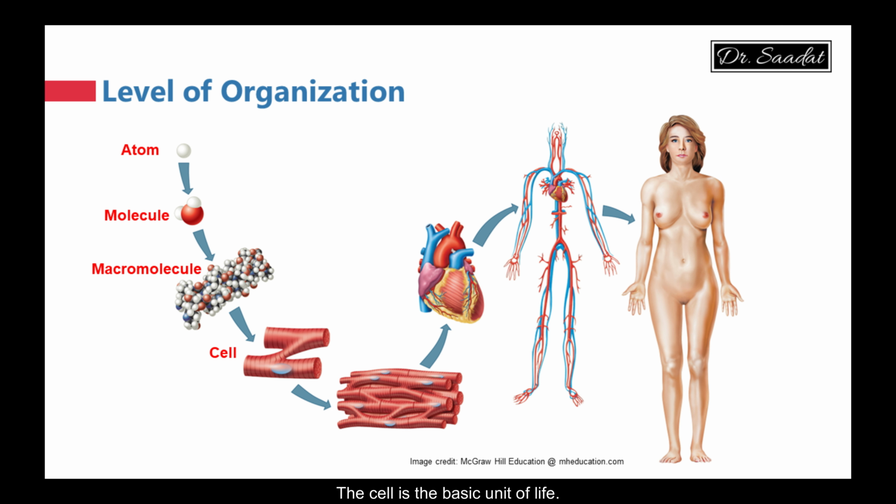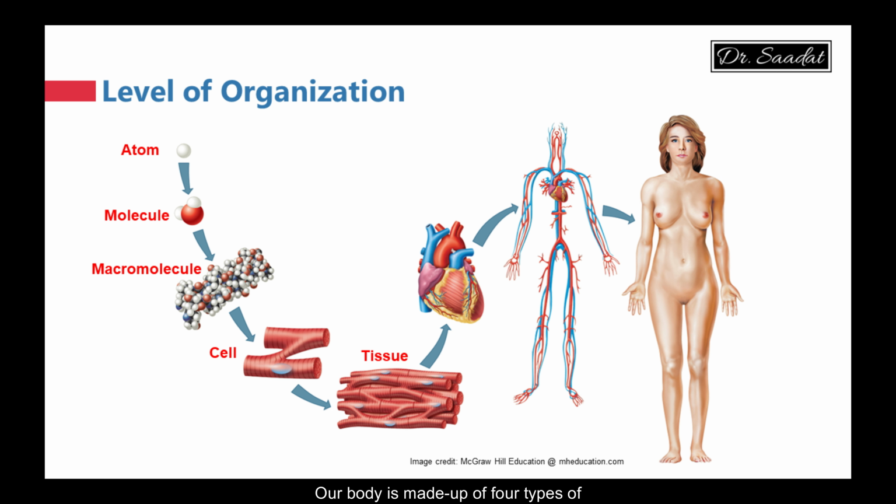The cell is the basic unit of life. Each cell has a set of organelles and performs a particular function. The next building block in the level of organization is tissue. A tissue is defined as a group of similar cells that perform a specialized function.